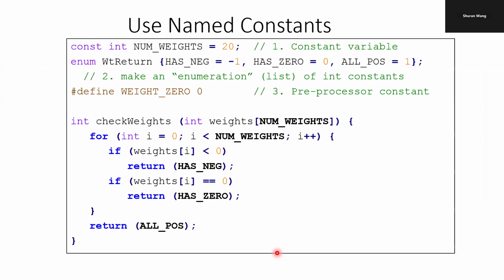In C++, you can do it in 3 ways. First way, using a constant variable. Const int NUM_WEIGHTS equals 20. And remember to capitalize all constants. A constant variable is a variable that's declared at runtime. The preprocessor constant, which uses the hashtag define, defines this constant at compile time. Both of those work, and in ECE297, those mean the same thing.